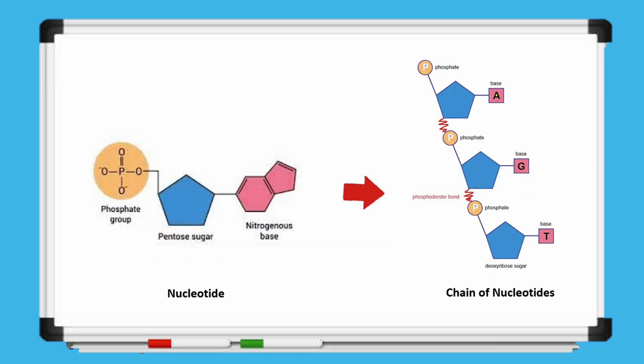Now here, it shows the structure of a nucleotide and how many nucleotides join together to form a chain. A single nucleotide has 3 parts: a phosphate group, a sugar called deoxyribose, and a nitrogen base such as A, T, C, or G. When nucleotides join together, they form a long chain called a polynucleotide. They are linked by strong bonds between the sugar of one nucleotide and the phosphate of the next, forming a sugar-phosphate backbone. The bases extend from this backbone, and their sequence carries the genetic information.